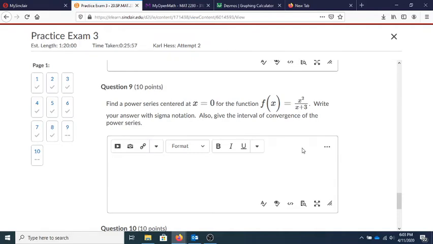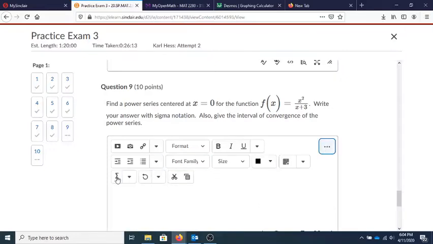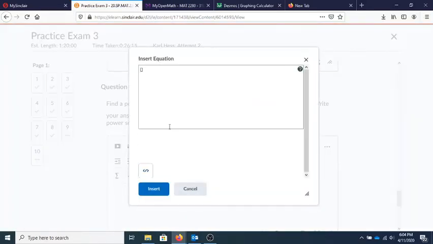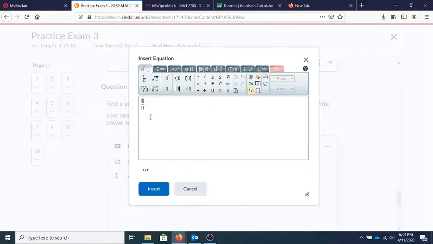Find a power series centered at x equals 0 for the function f of x equals x squared over x plus 3. Write your answer with sigma notation. Also, give the interval of convergence. Alright, so I'm going to reproduce that little fraction: x squared over x plus 3 equals, and now I'm going to start manipulating it, so I'm going to copy it.